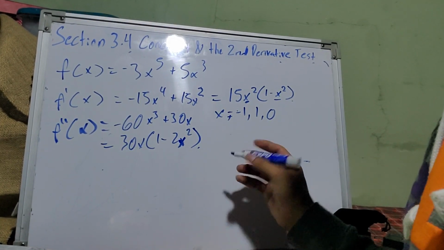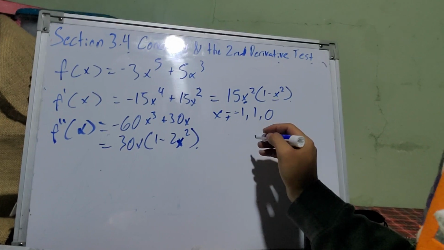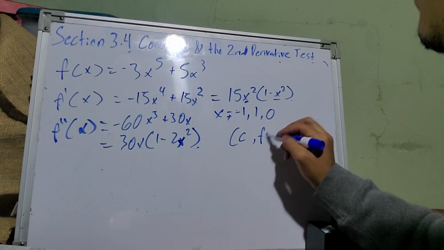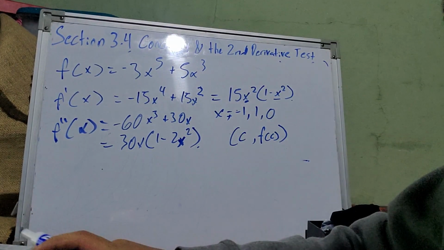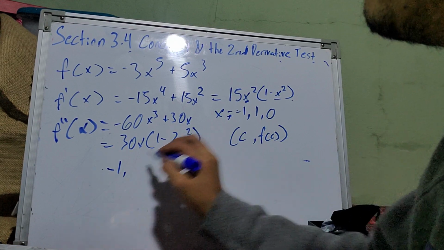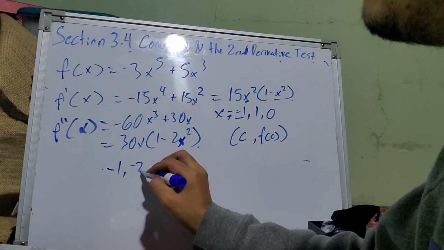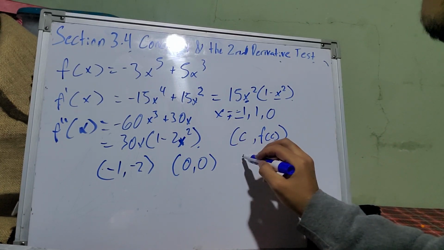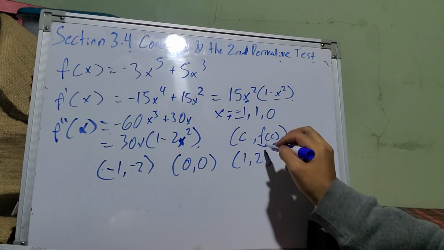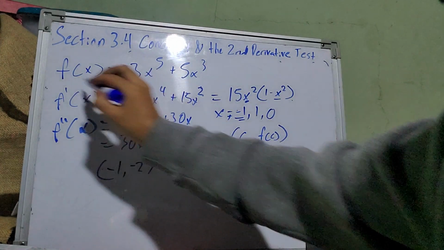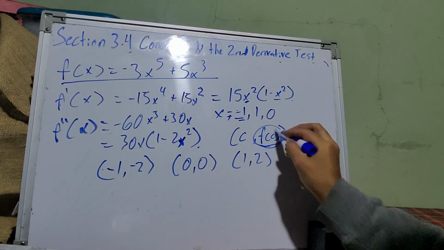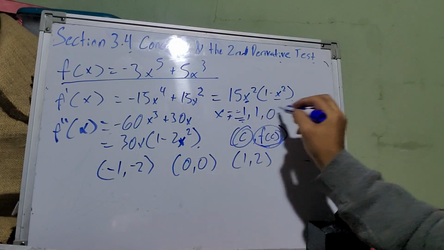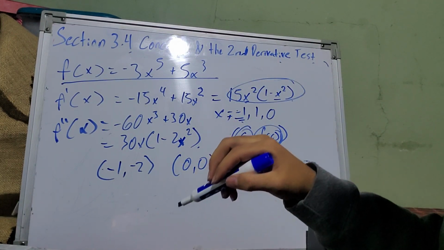Now we simply need to find the points of C and f of C once again. That will give us -1 and -2, 0, 0, and 1 and 2. Remember, we're plugging the x value into the original function to find this, and these are the critical points that we found out of the first derivative.